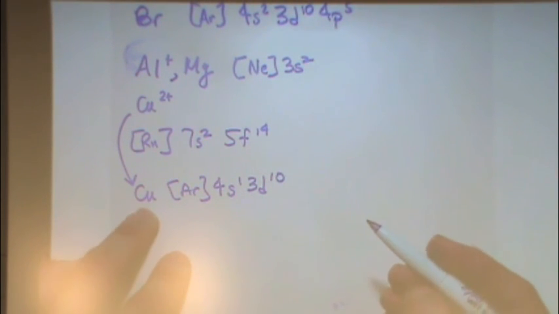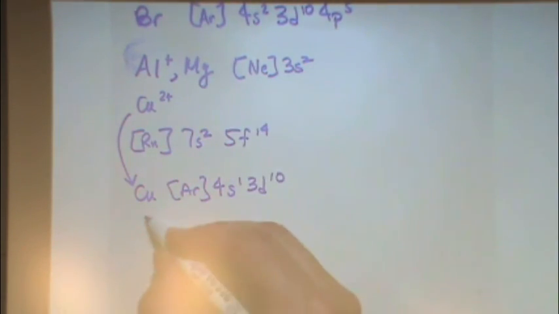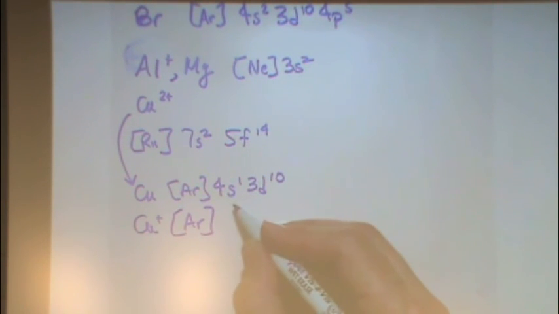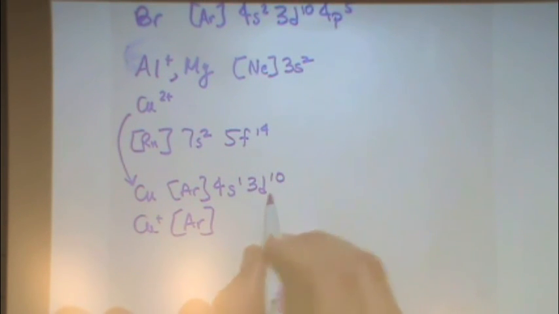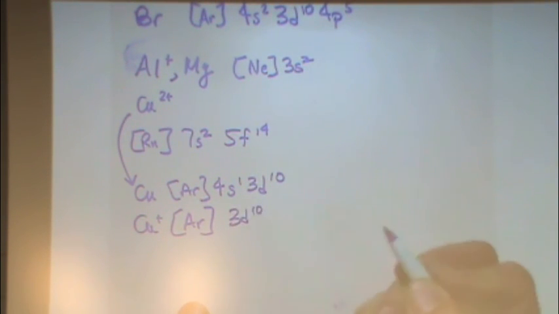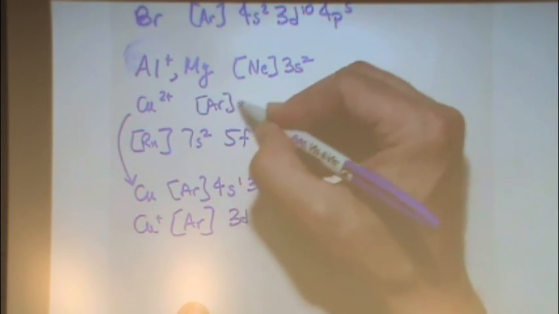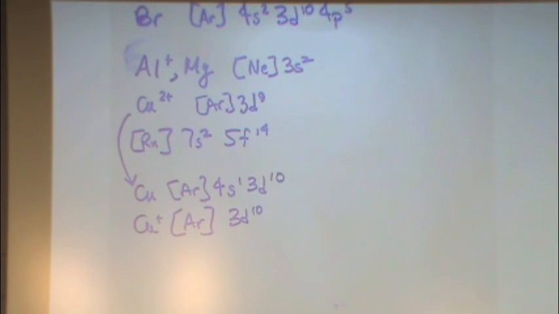Now for copper, here's our second exception. For copper +1, that's going to be argon. Which one is lost? Normally you lose from where you just filled, which would be the d's, but for a transition metal, it loses the s's first, leaving 3d10. So copper 2+ is argon 3d9. It's losing the second one from the d's; the first one was from the s's.